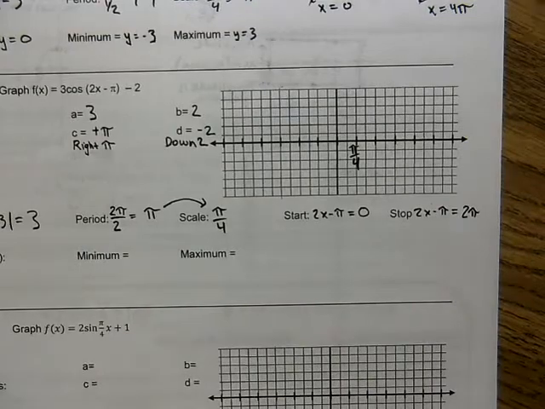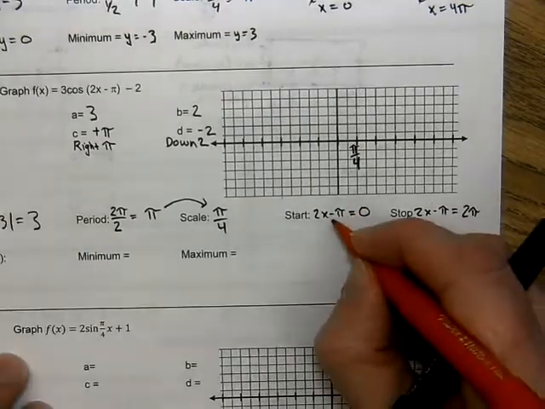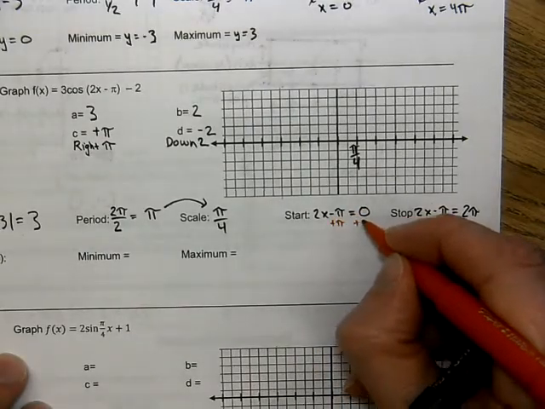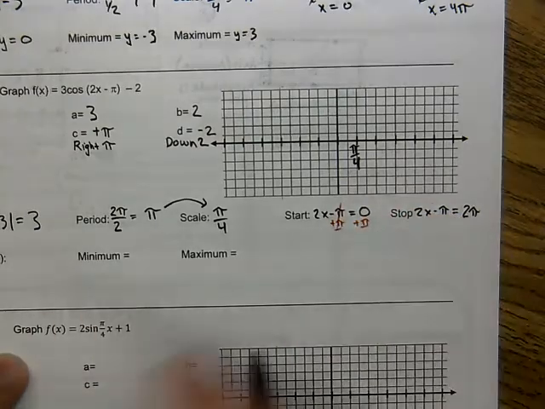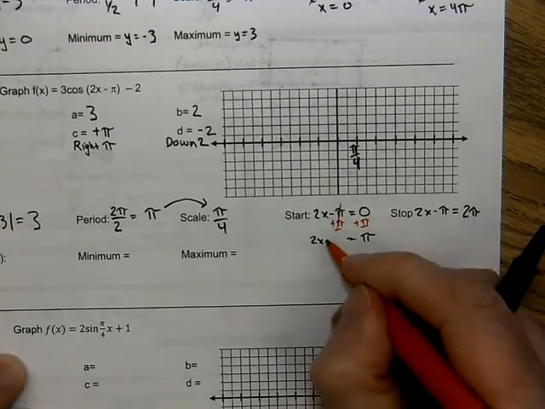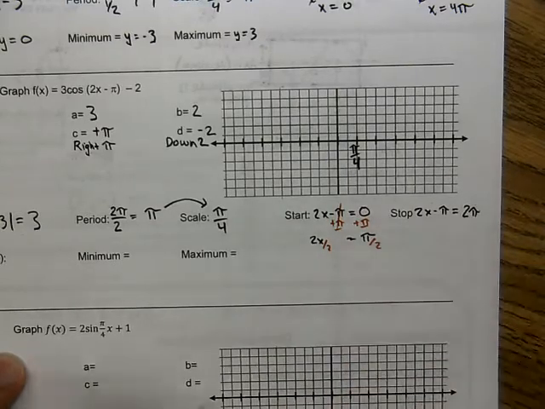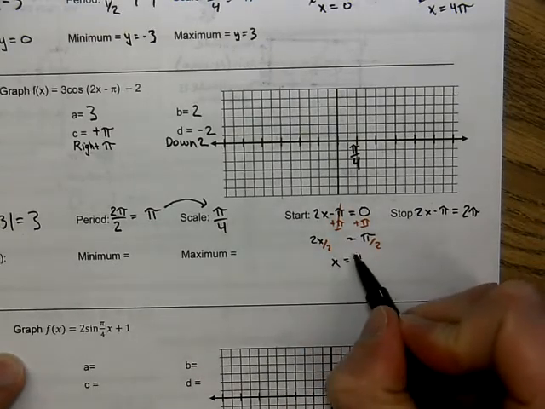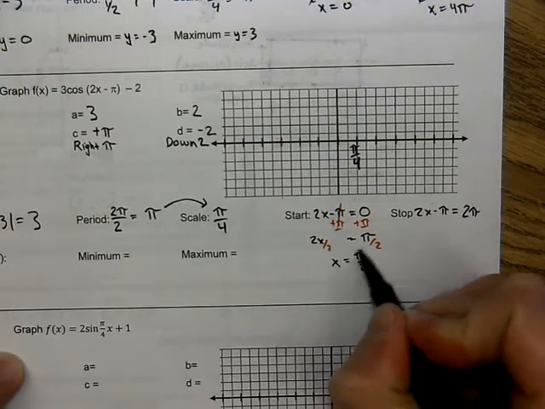Let's see where we start and stop. So we'll solve for x in both of these. So I'm adding pi to both sides as I work to isolate the variable. So 2x equals pi, and then divide both sides by 2. So we get x equals pi over 2. That's going to be my starting value.